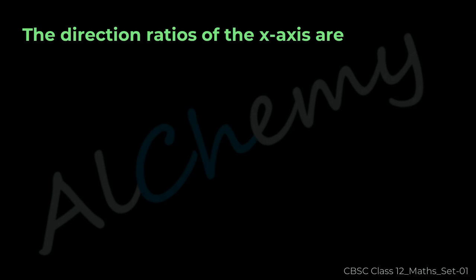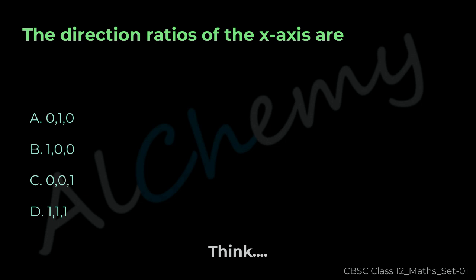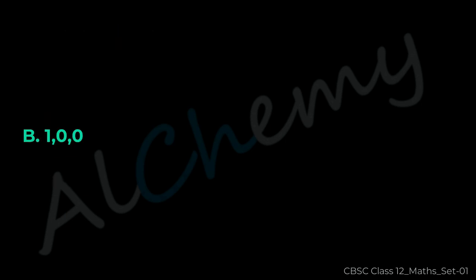Question 46. The direction ratios of the x-axis are: A: 0, 1, 0, B: 1, 0, 0, C: 0, 0, 1, D: 1, 1, 1. The correct answer is B, 1, 0, 0.